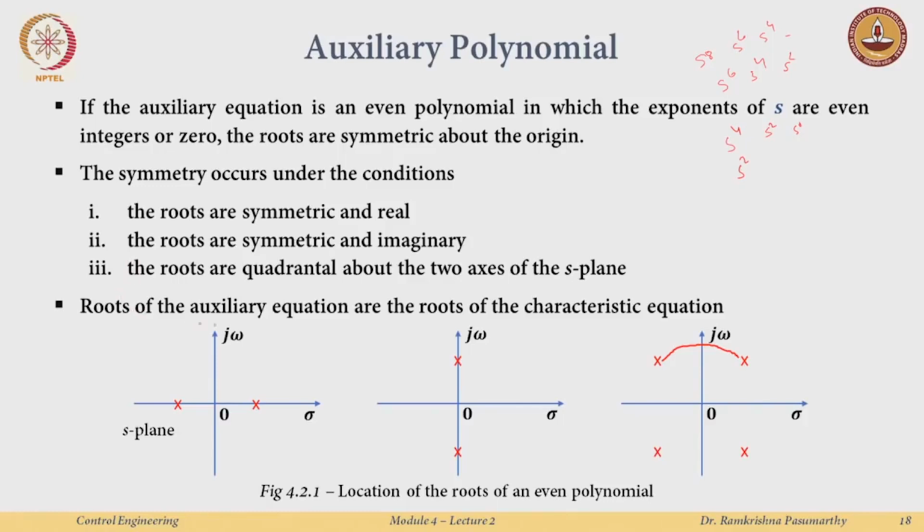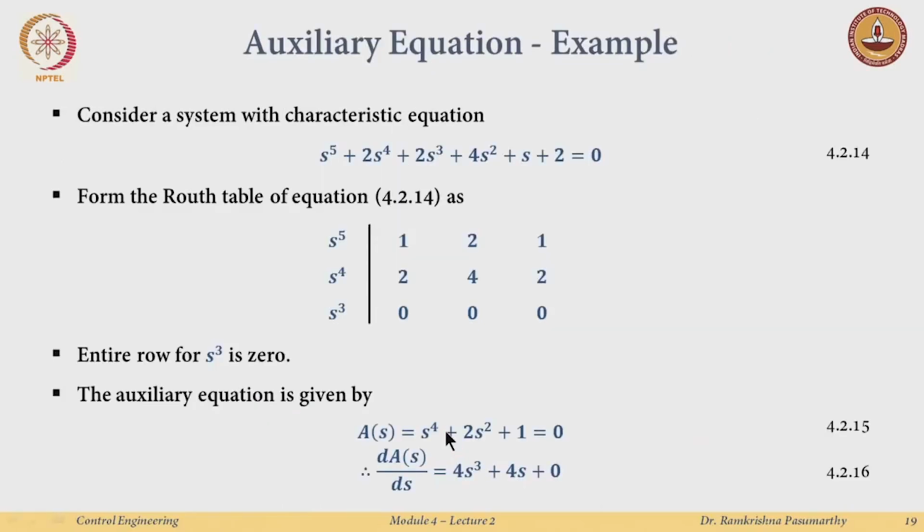And the roots of the auxiliary equation are also the roots of the characteristic equation. Again, this appears only when these kind of things happen. So, let us do another polynomial here. I have S5 plus 2S4 plus 2S cube plus 4S square plus S plus 2 equal to 0. So I construct my Routh table and I take S5, so I have a 1, then S3, the 2 goes here, 1 goes here. For S4, 2 sits in here, 4 goes here and this goes here.